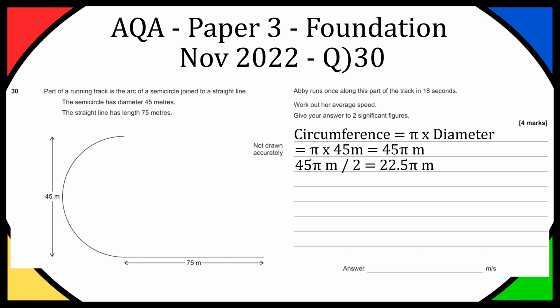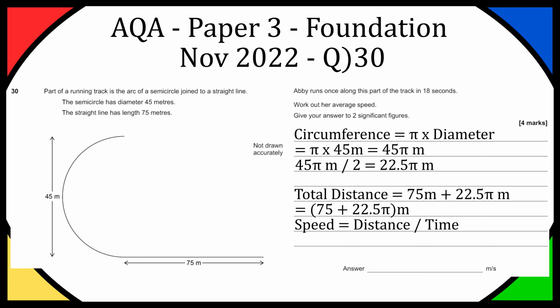Great, so the total distance is going to be 75 meters because that's the straight line, plus the distance of the semicircle, which is 22.5 pi meters, and that's just going to be 75 plus 22.5 pi meters. We'll just keep it like that for now. Next up, we use the fact that speed is equal to distance divided by time. So these are things that you're just going to have to learn or remember, and you might think, okay, well, we have the distance and the time now, so we can work out the speed because we're asked to work out the average speed.